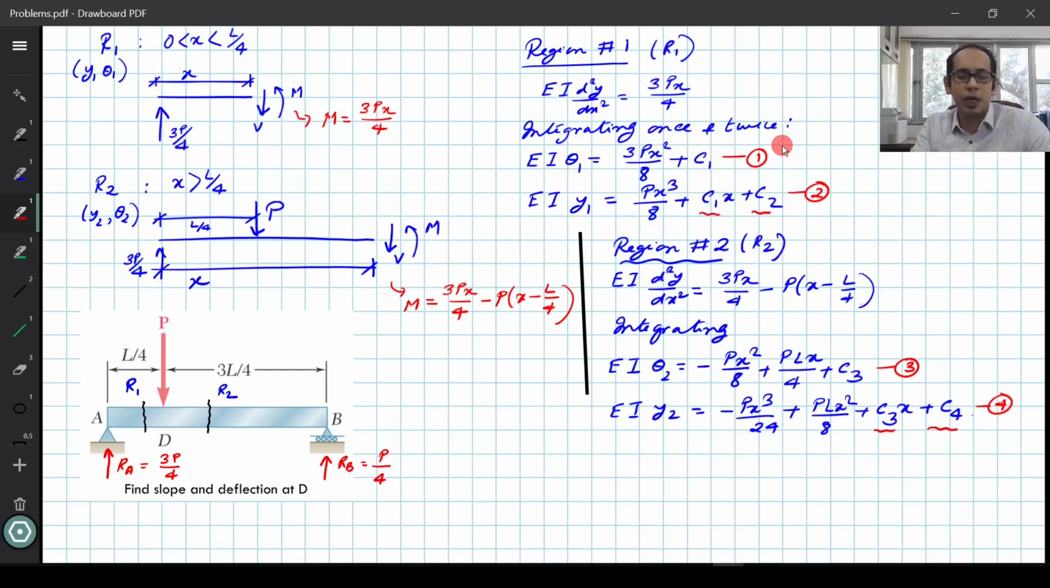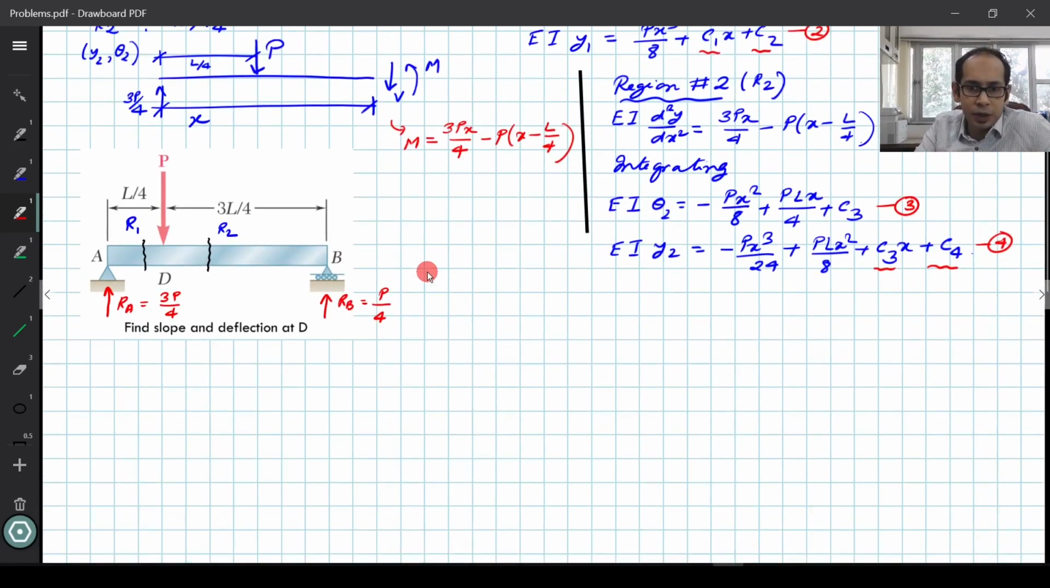But now if you take a look at the overall beam, what are the boundary conditions that we have? The boundary conditions are that at x equals 0, y equals 0, and at x equals L also y equals 0. So that helps you get 2 equations. So what are the other 2 equations which we can use? Maybe you have guessed it right.